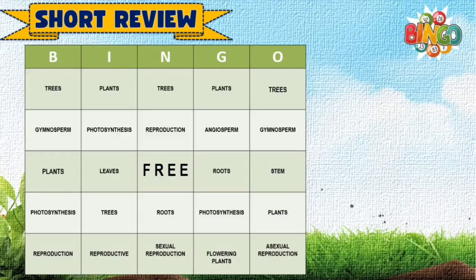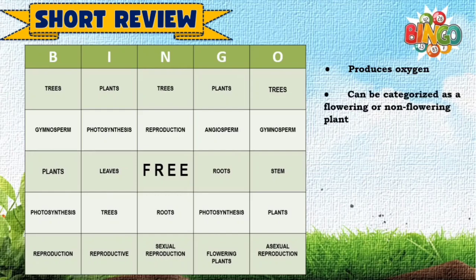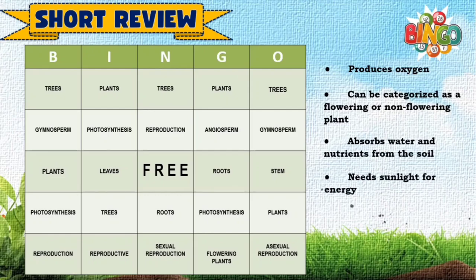Okay, let's now begin. So we have here a column of bingo. So I have here some questions. Number 1: it produces oxygen. Can be categorized as a flowering or non-flowering plant. Absorbs water and nutrients from the soil. Needs sunlight for energy. And the last one is reproduces sexually or asexually. So based on this column, which do you think is the answer? I will give you 5 minutes to do this one.